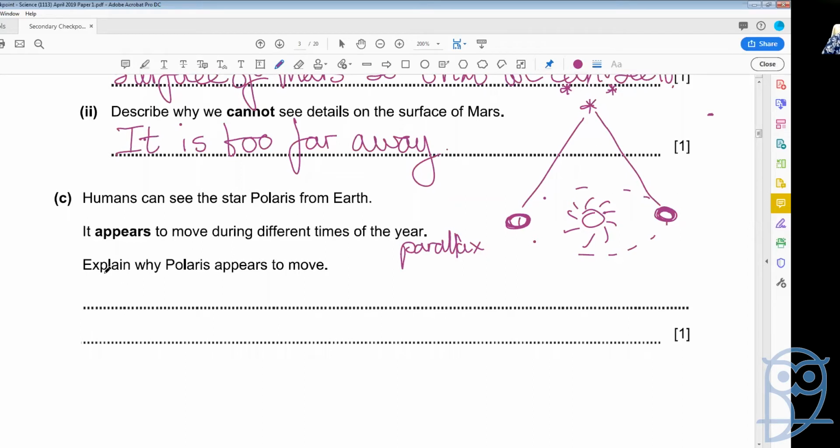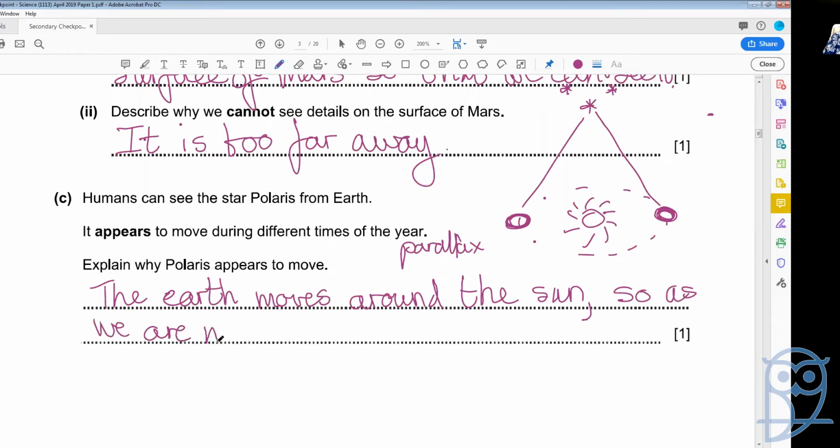So our explanation here is the Earth moves around the sun, so as we are moving, Polaris appears to move. Okay. So I hope this one makes sense.